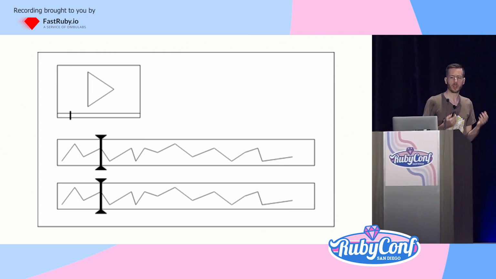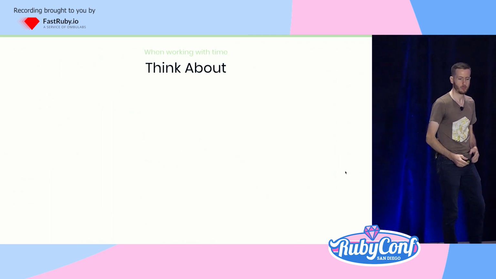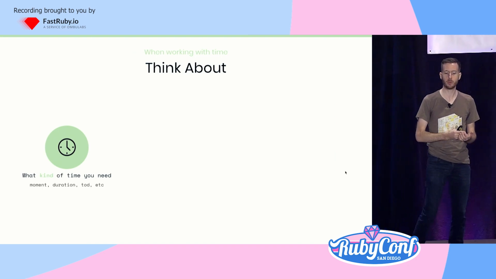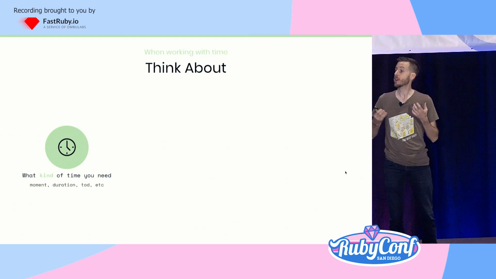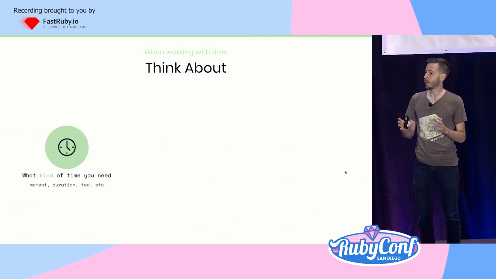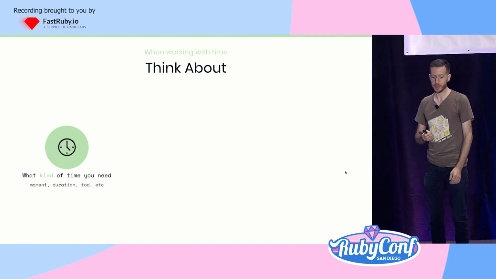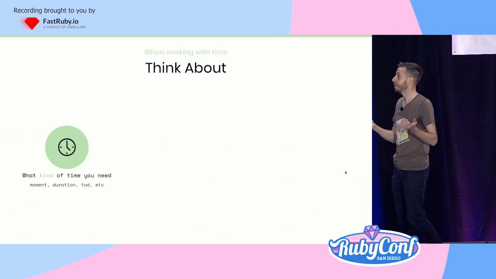So when we're working with time, a few things that I like to think about are, first of all, what kind of time do I need? Am I dealing with a moment, a duration, a time of day? Knowing what kind of time I'm dealing with allows me to better think about the problem that I'm solving, better model what I'm doing, and then also pick the right operations, which is the next thing.